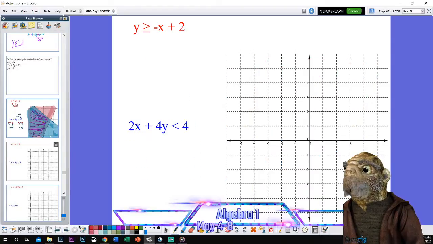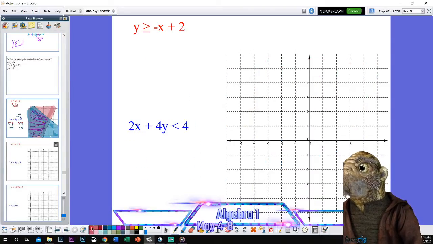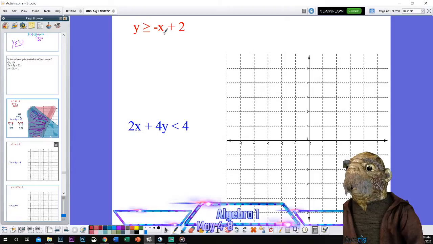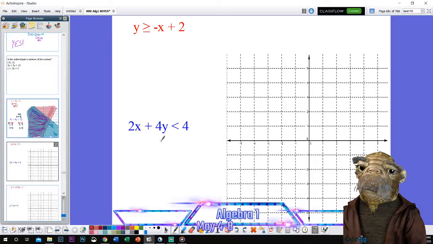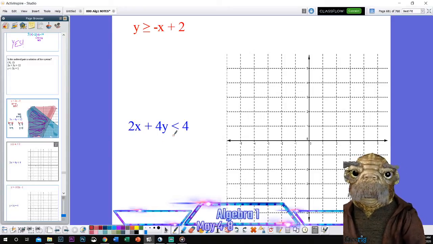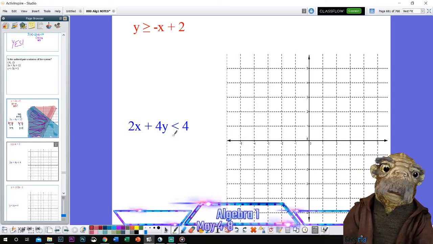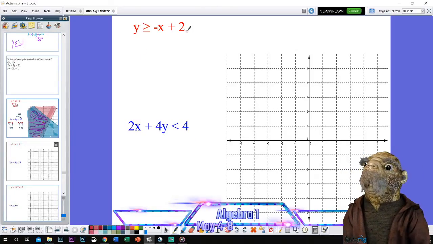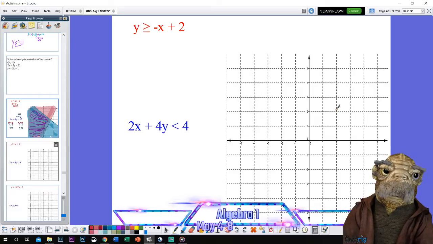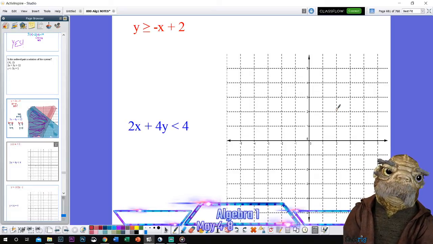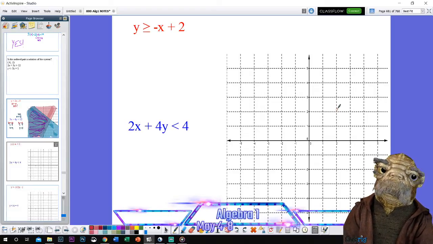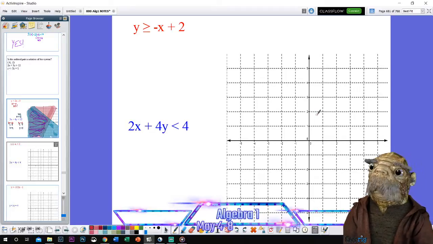Alright, let's do another. You'll notice I'm trying to keep one in slope-intercept form and one in standard form, just to give you some extra practice. Alright, here we go. First one. Oh, actually, you know what? You can hit pause. You can do some of this on your own and then hit play when you're ready to check your answer. That's a good idea.